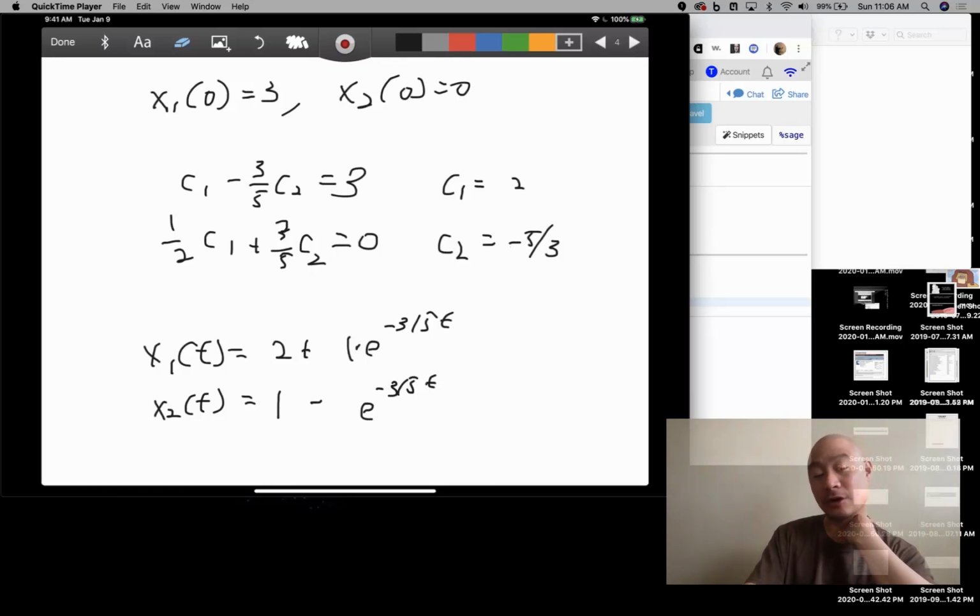So at time 0, what we get is 2 plus 1, 3 pounds, right, in tank 1. At time 0, 1 minus 1, or 0 pounds, right, in tank 2. And then as time goes to infinity, the e to the minus 3/5 t value tends to 0. So we're looking at stabilizing towards 2 pounds in tank 1 and 1 pound in tank 2.